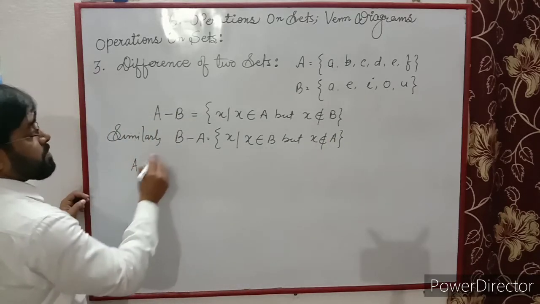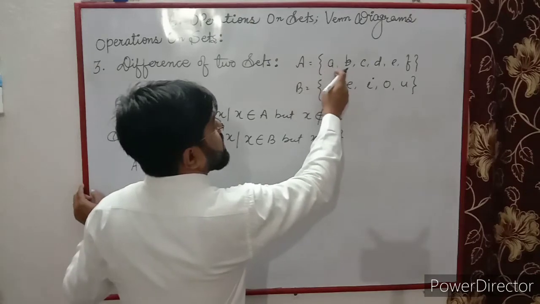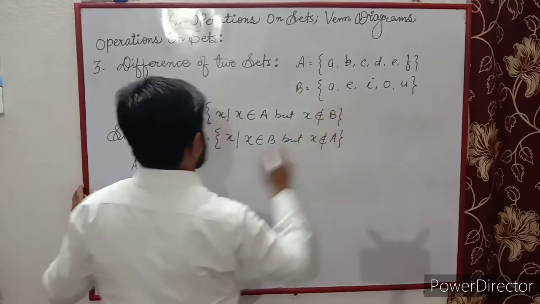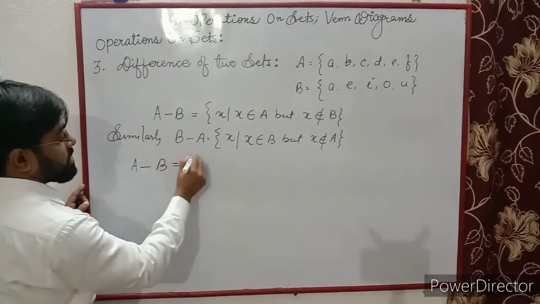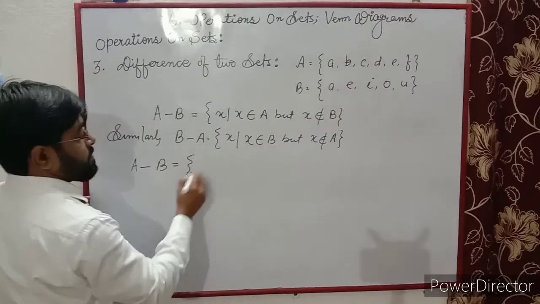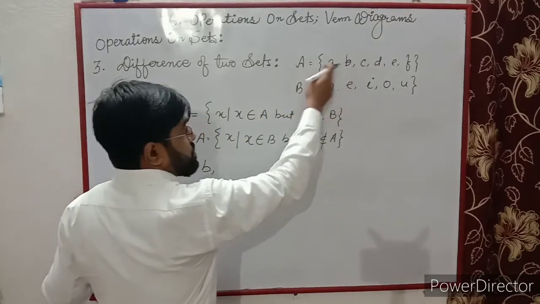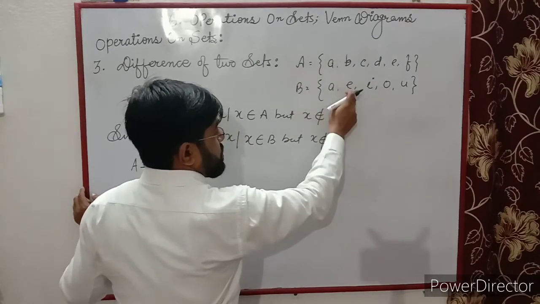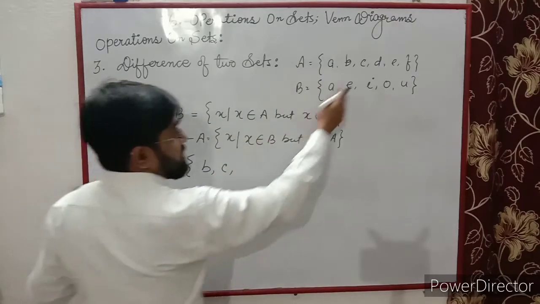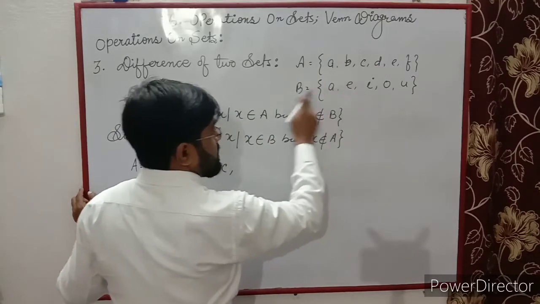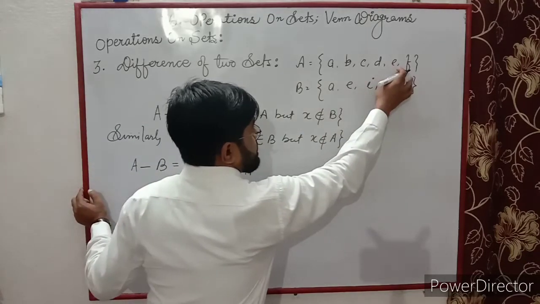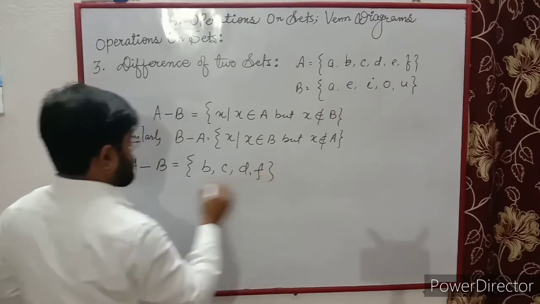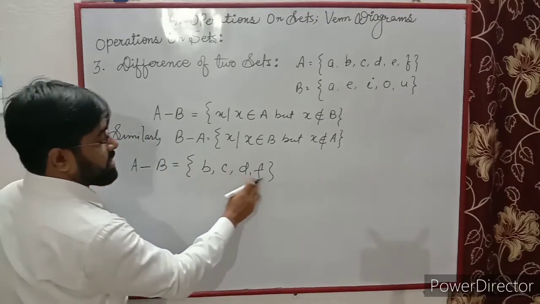We have an example: set A having elements a, b, c, d, e, f, and set B having a, e, i, o, u. So A minus B: b belongs to set A but not in B. c belongs to set A but not in B. d belongs to set A but not in B. And f belongs to set A but not in set B. So A minus B is equal to b, c, d, f.